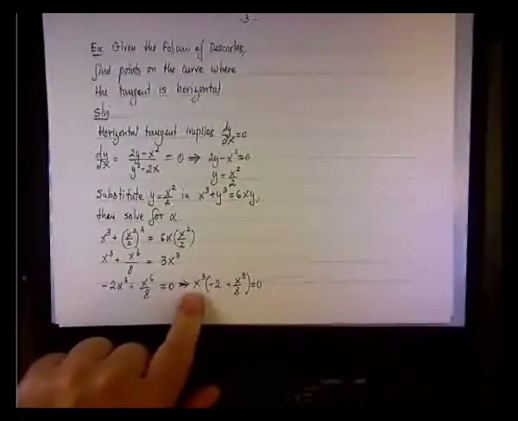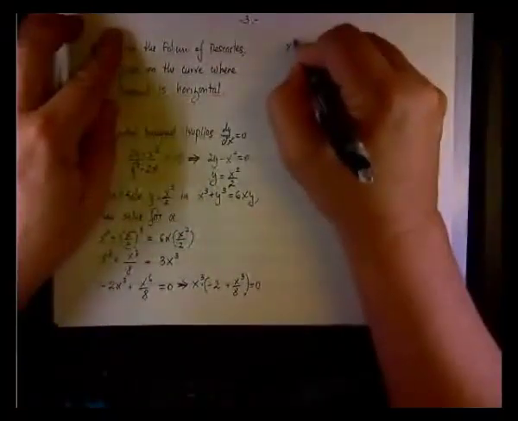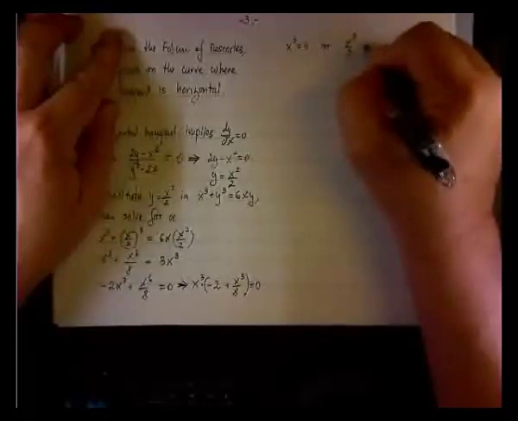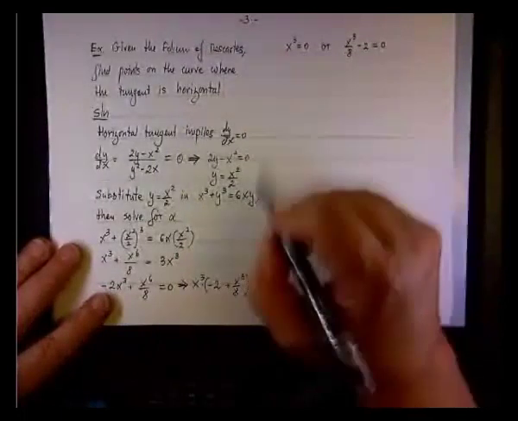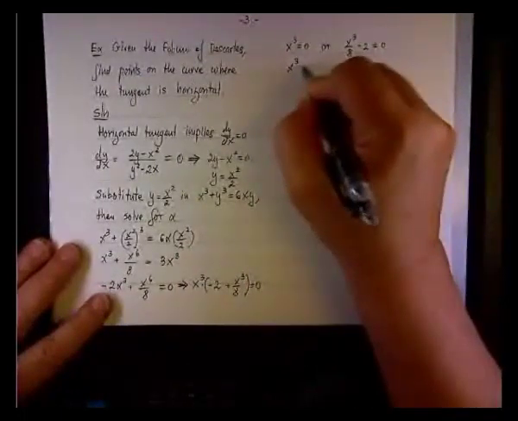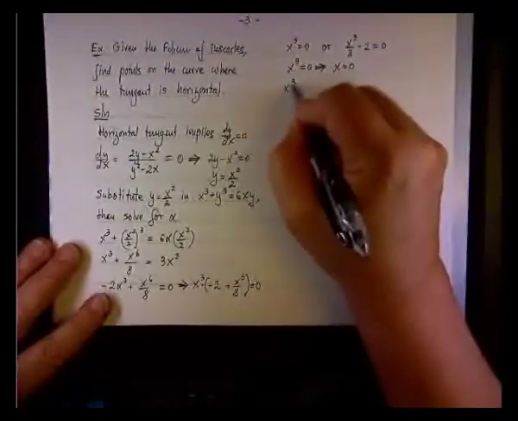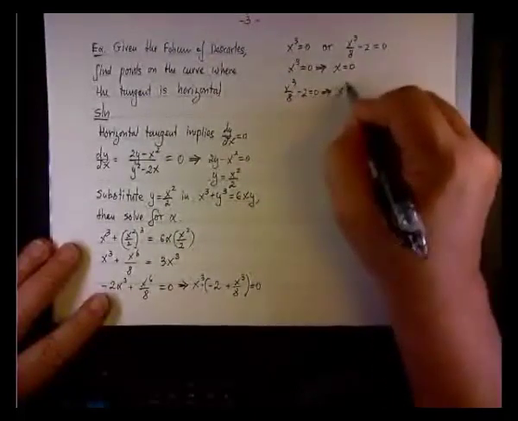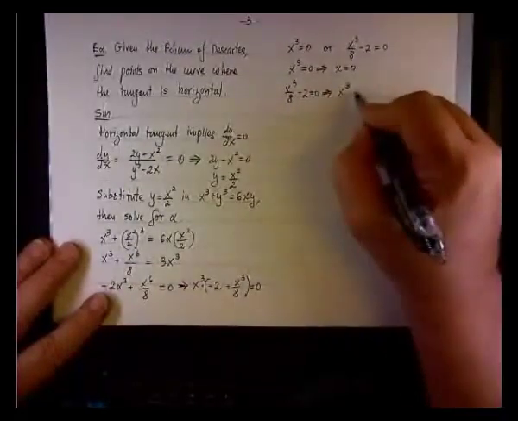By the zero product principle, we have two solutions. One solution is x cubed equals zero, or the other solution is x cubed over 8 minus 2 equals zero. Of course, x cubed equals zero gives us x equals zero as one solution. The other solution, x cubed over 8 minus 2 equals zero, gives you x cubed over 8 equals 2, or x cubed equals 16.